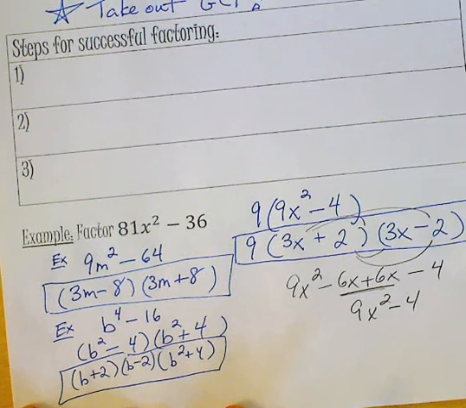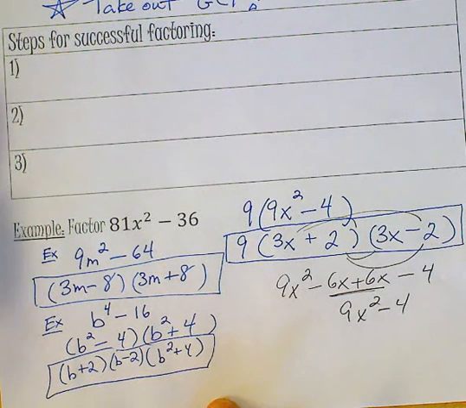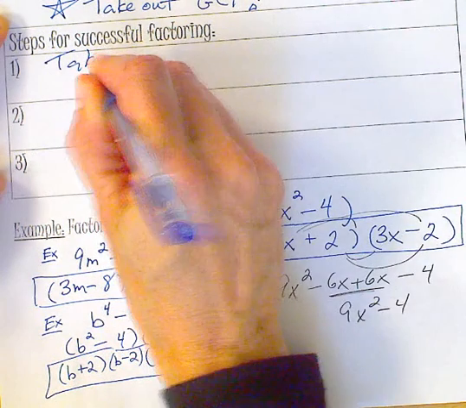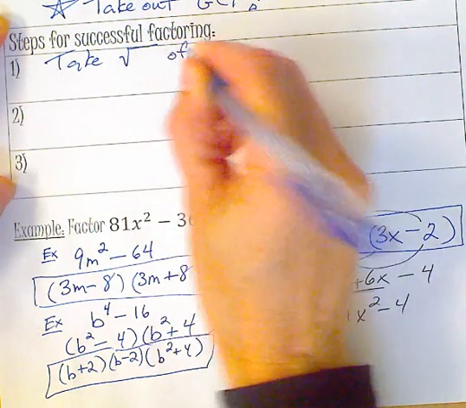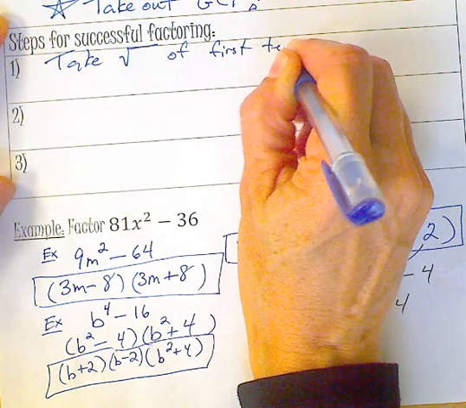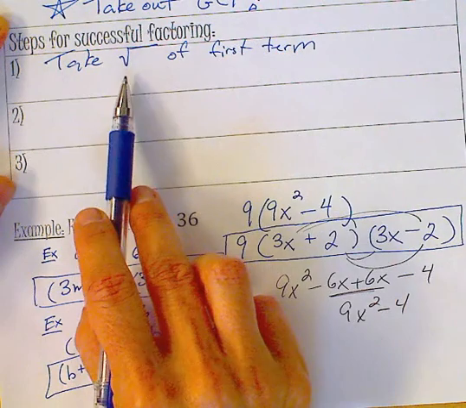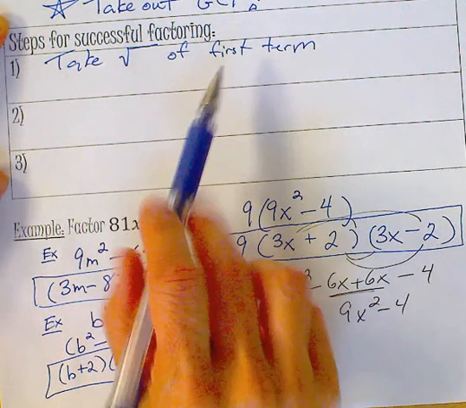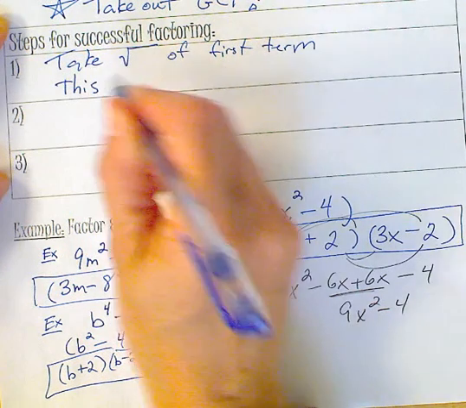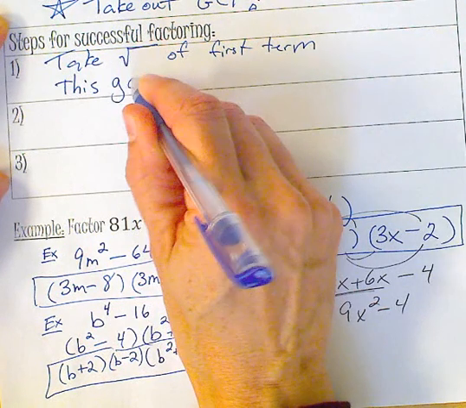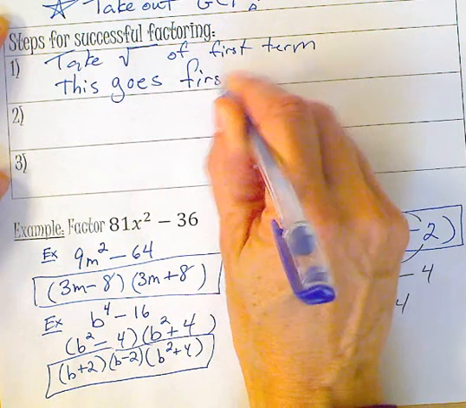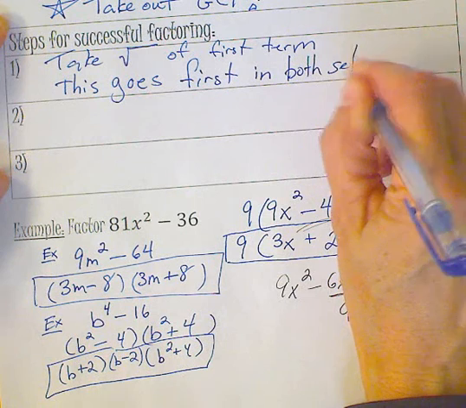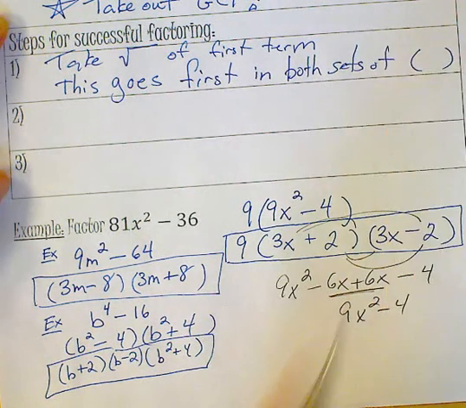So steps for successful factoring. Number 1, take the square root of the first term. So you can write the words square root, or you can write a radical. Take the square root of the first term. This goes first in both sets of parentheses.